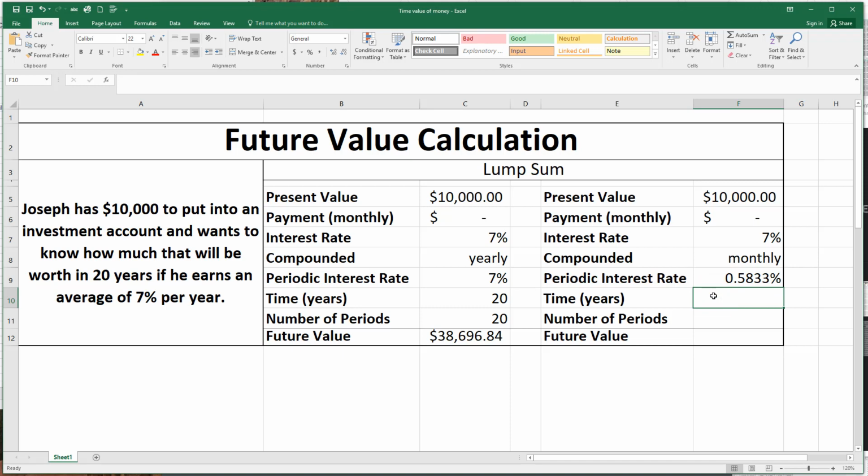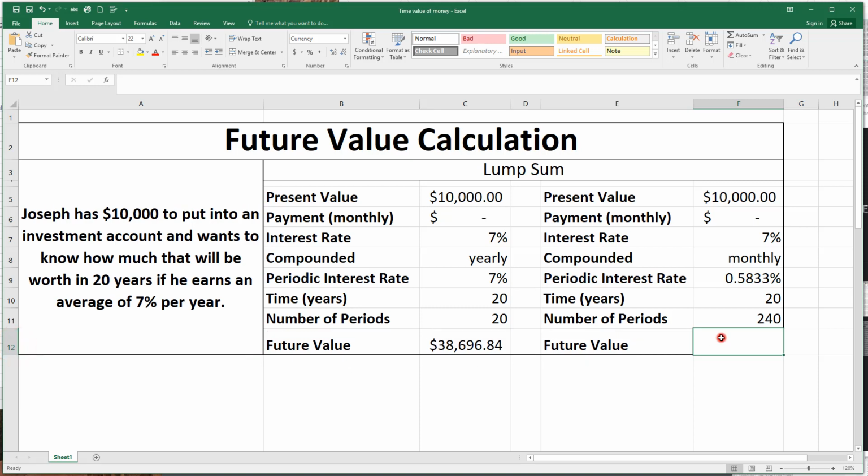Time. Okay, so we're doing 20 years. Now the total number of periods in that 20 years, since we're doing monthly, it's going to be the 20 years, again, multiplied by how many periods there are in 1 year, which is 12. So it's going to be 20 multiplied by 12 returns 240.